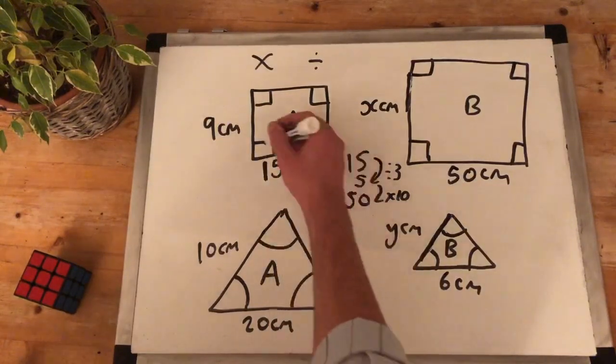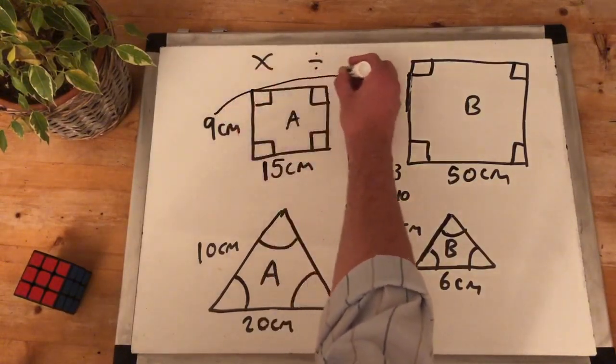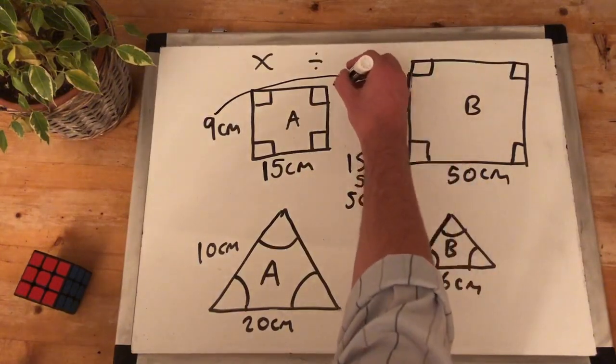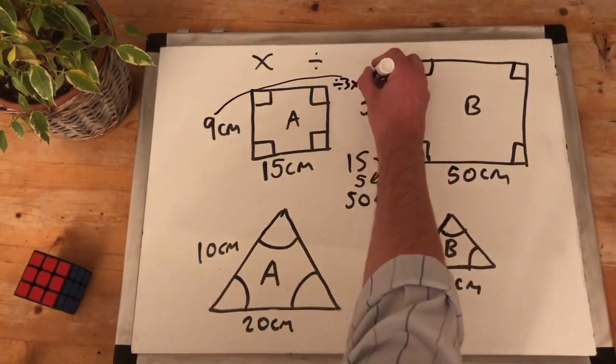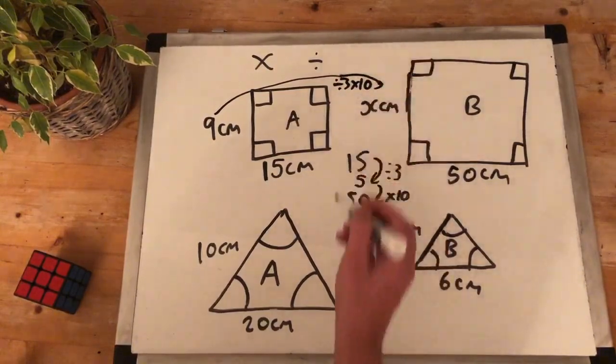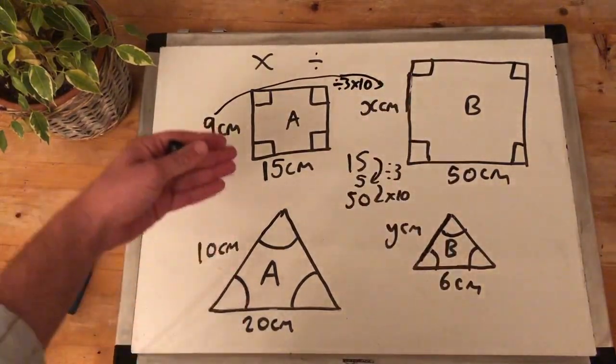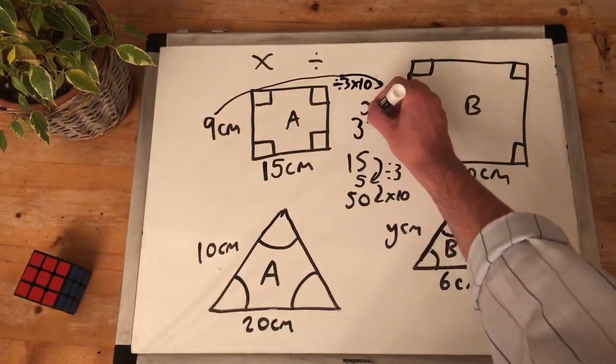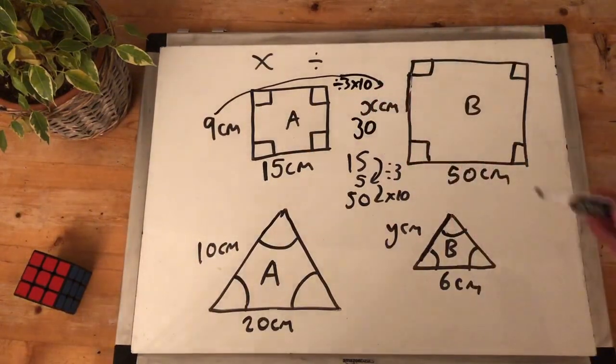So to get from 9 to X is the same thing. We're going to divide it by 3 then times it by 10. 9 divided by 3 is 3. 3 times 10 is 30. So X is going to be 30, and this length here, 30 centimeters. This pit stop method is the best way to do it.